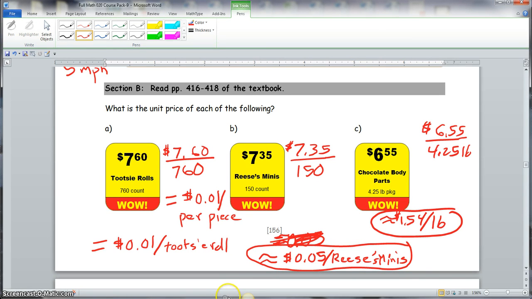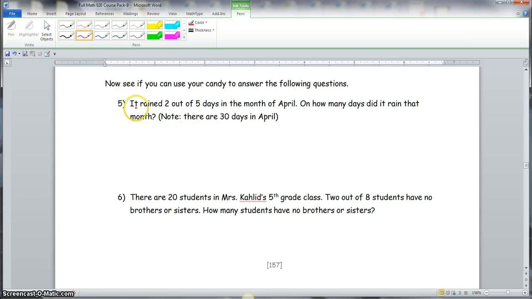As far as the other things for rate or ratio, we have to do that in class. Now we'll scroll on down and try this next problem. It says, we don't have to use this candy to answer the following question. It rained 2 out of 5 days in the month of April. On how many days did it rain that month? It tells us there are 30 days in April.